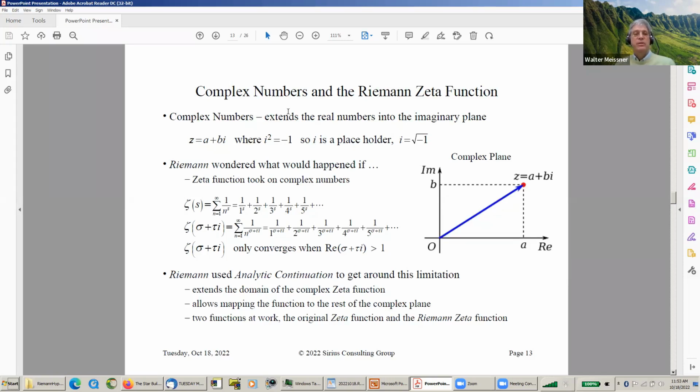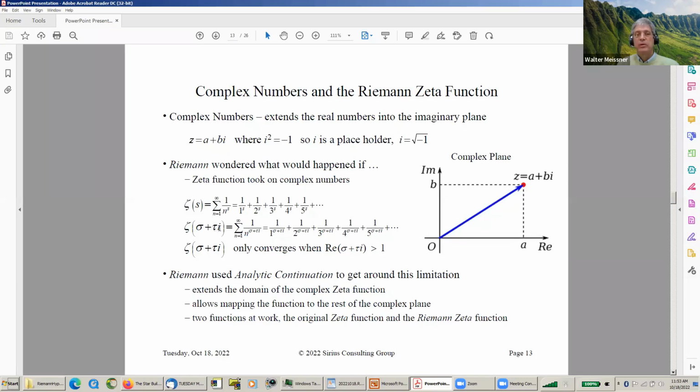So Riemann took the zeta function. He says, well, what would happen if zeta of s, if s was complex? So s now became sigma plus tau i, a complex number.